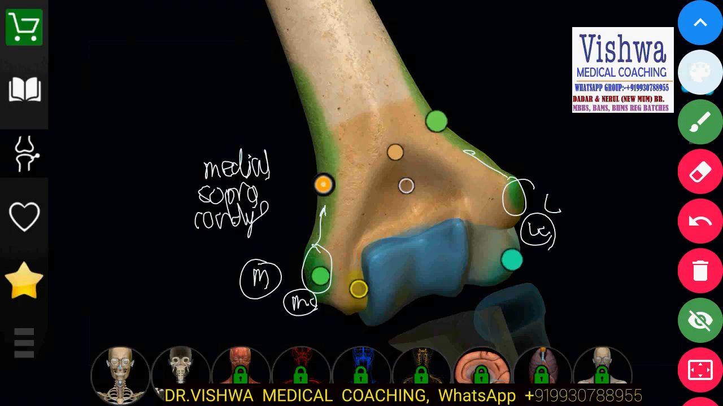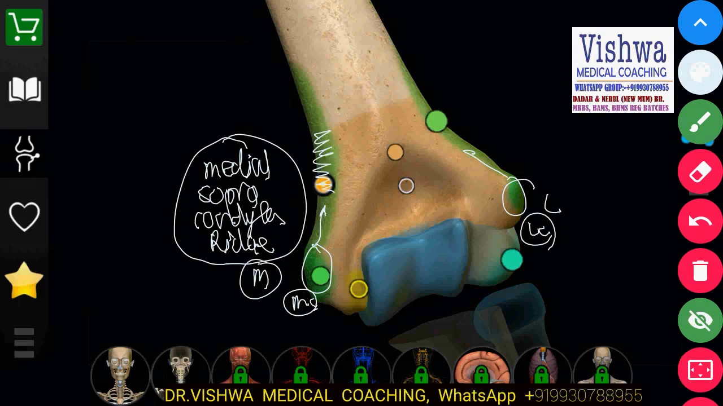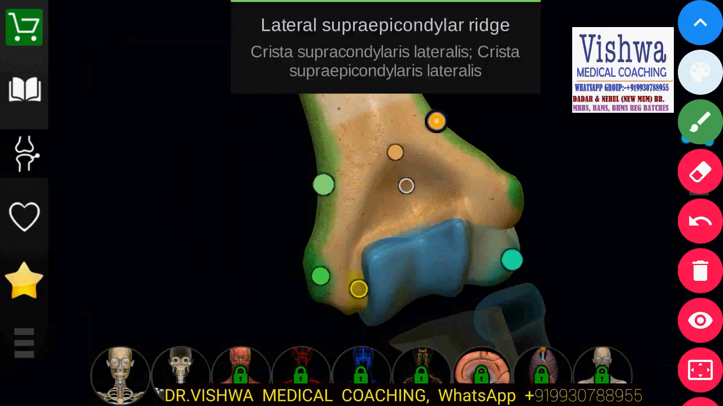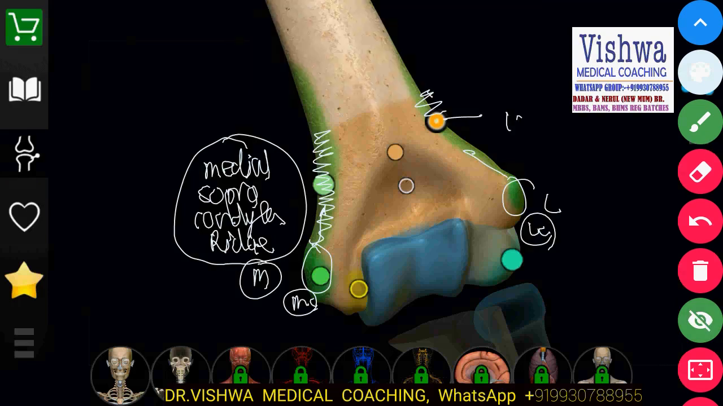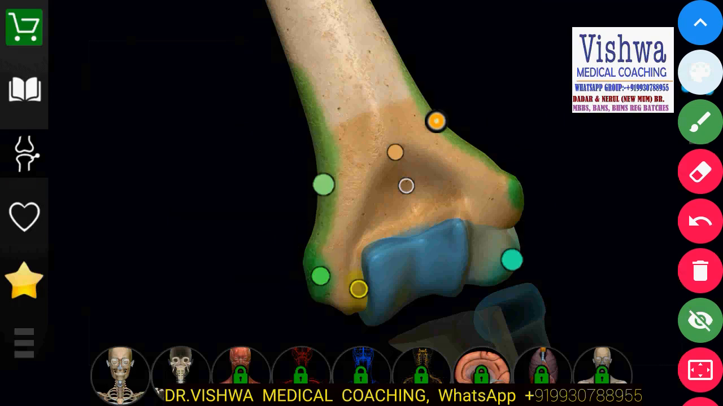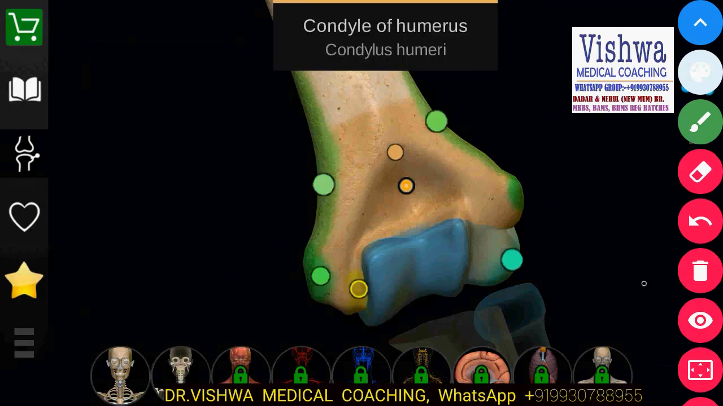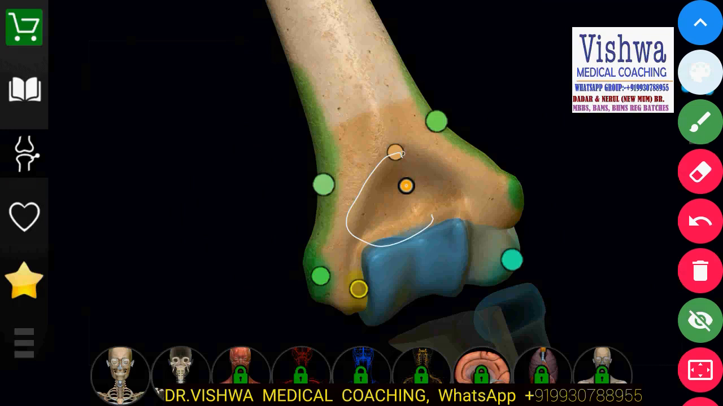supracondylar ridge. The medial supracondylar ridge is a small elevated, flattened portion. Also on the other side, you can see the lateral supracondylar ridge. Here we have a lateral supracondylar ridge. Here so many muscles are getting attached in this particular location. You can see a small fossa kind of thing here.